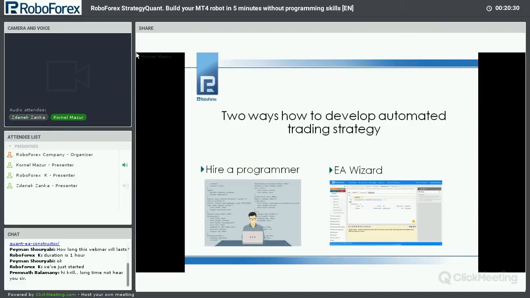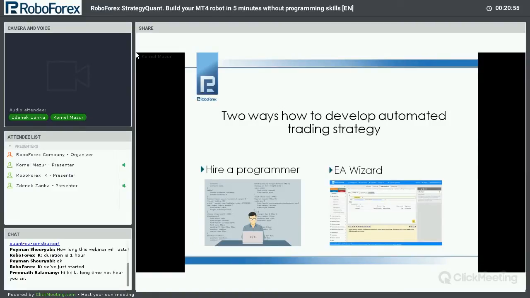Here you can see the two ways to develop an automatic trading strategy. You have an idea, and then you need to code it. So you have two possibilities. If we decide not to speak about programming today, the first possibility is to hire a programmer, and the second is to use some tool, and we will speak about this tool later.